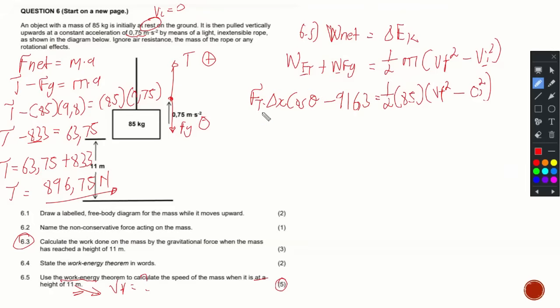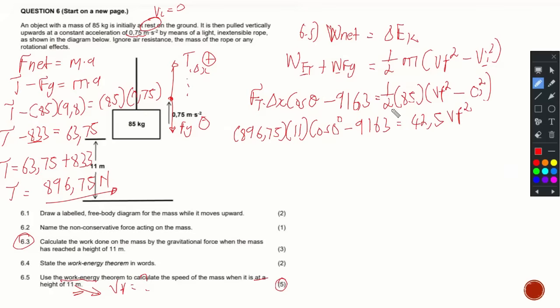Okay, so our tension force, let's now substitute 896.75. And then our displacement, it covers a distance of 11, or a height of 11 going up. Then cos theta must be 0, because remember, tension is in the same direction as the displacement. So this is cos 0 degrees minus 9,163 is equal to half of 85. What is half of 85? It's going to give us 42.5 and then Vf squared.